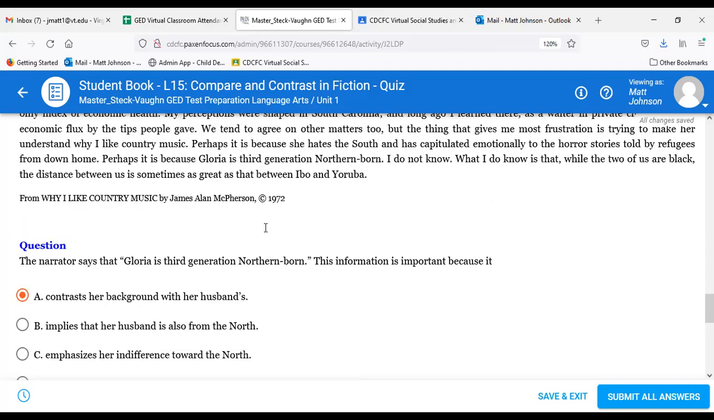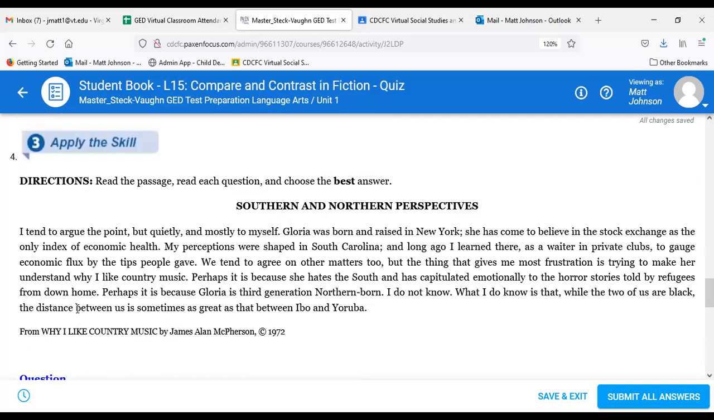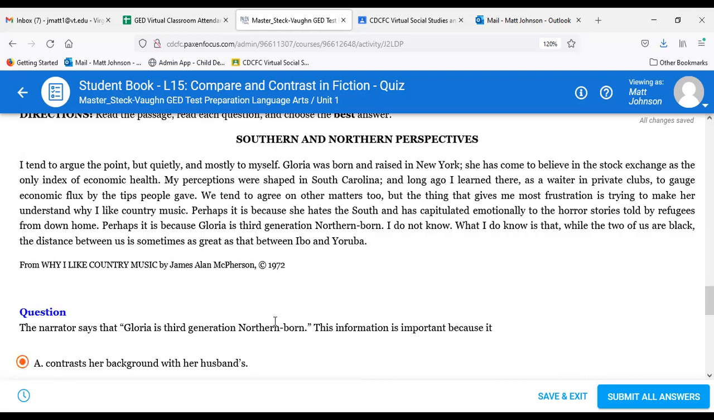And they use this kind of weird analogy, right? He says, between us is sometimes as great as that between, I think it's actually Igbo and Yoruba, and those are African tribes in, I think, Nigeria. Yeah, and I think they have different religions. I don't know which one's which, but I think one tends to be Muslim and one tends to be Christian. But the thing is, they're very culturally different, and a lot of readers wouldn't recognize that.